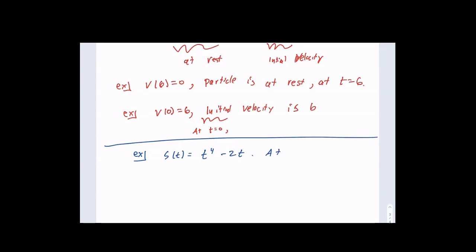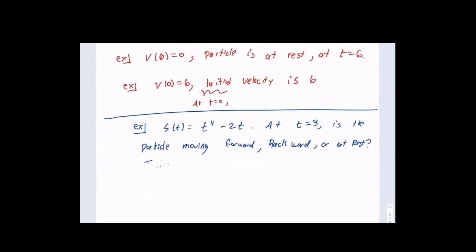At t equals 3, is the particle moving forward, backward, or at rest? Justify. All right, you might say, I'll go with the other one, the more common one. Explain your reasoning.